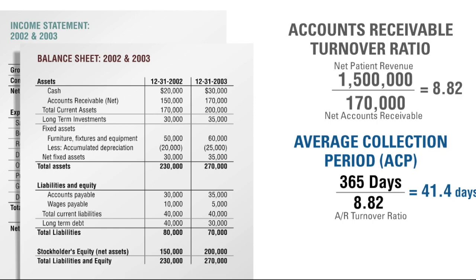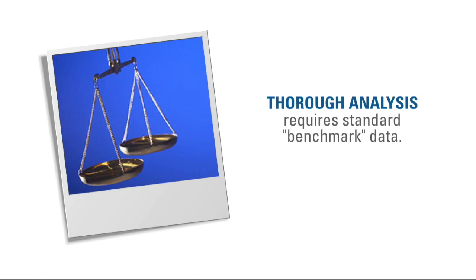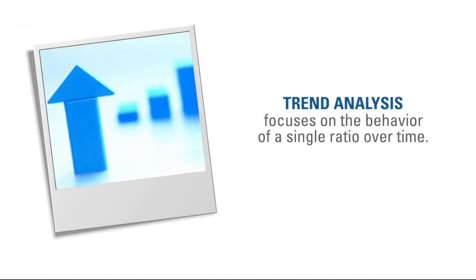Conducting ratio analysis without using comparative data will only give you limited information about the financial condition of a practice. To conduct a thorough comparative analysis, you need access to standard or benchmark data in order to interpret your own findings. However, comparative data may not always be available or may not be meaningful given the unique circumstances of a practice. Another useful method of analysis is called trend analysis.